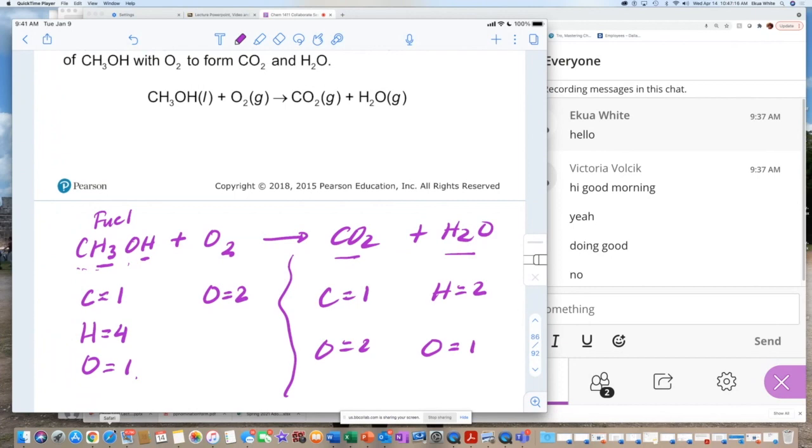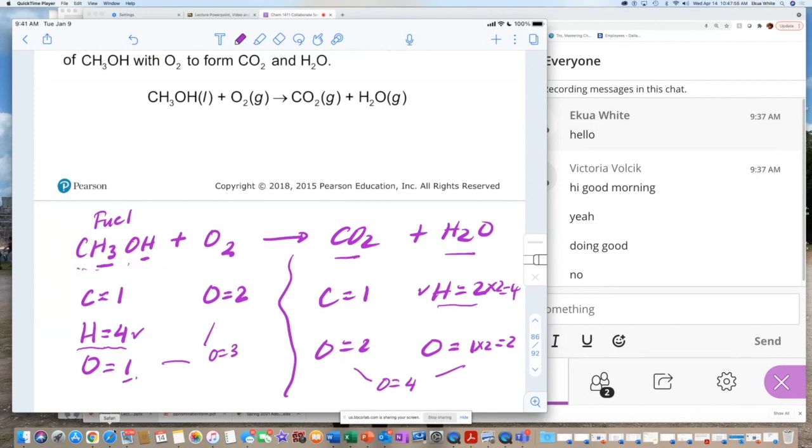Okay, let's see. The carbons from left to right seem the same, right? 1 carbon, 1 carbon. I have 4 hydrogens here. I have 2 hydrogens here. I want to make them equal. So times 2 to get 4, times 2 to get 2. Okay, so far it appears that my hydrogens are balanced. But in the process, I have messed up the oxygen because now I have a total of 4 oxygens, right, when I add these two. But then over here, I have a total of 3 oxygens. So we got a problem, right?